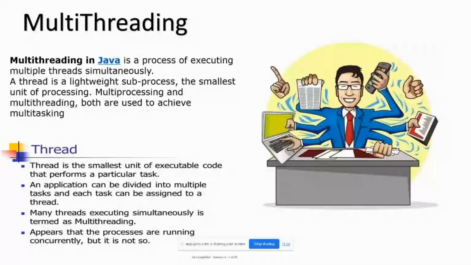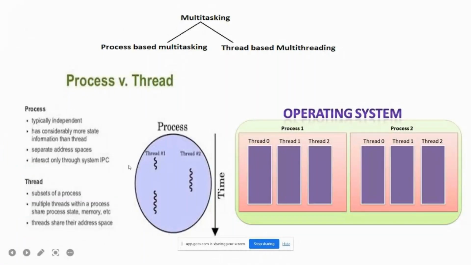Multitasking can be done in two ways: process-based multitasking and thread-based multitasking. When you compare process versus thread, a process may contain different threads, thread 1, thread 2. A process is typically independent and has a separate address space, and threads are nothing but a subset of your process. A group of processes you can consider as an operating system. It's just an example I'm telling.